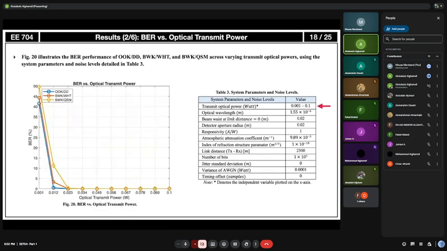In terms of the bit error rate with respect to the optical transmit power, as shown in figure 20, we can see that also the OOK modulation technique with direct detection outperforms our proposed technique.